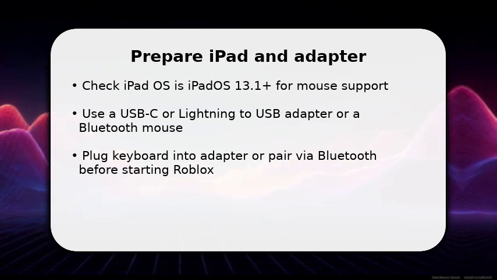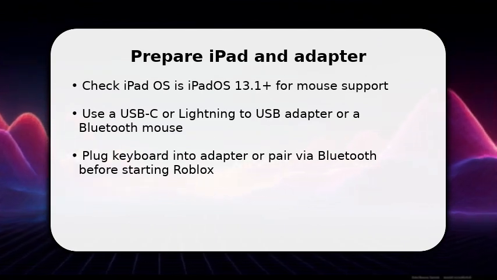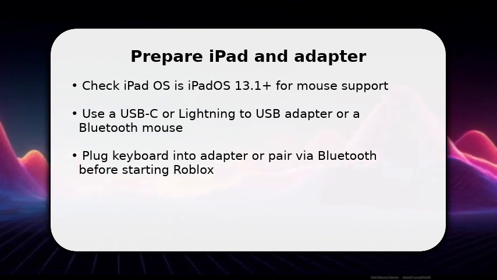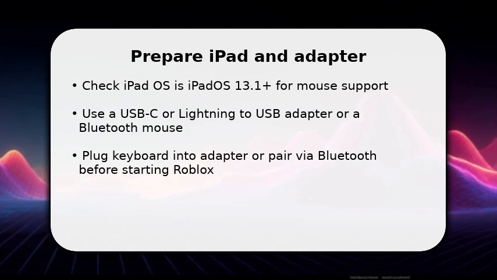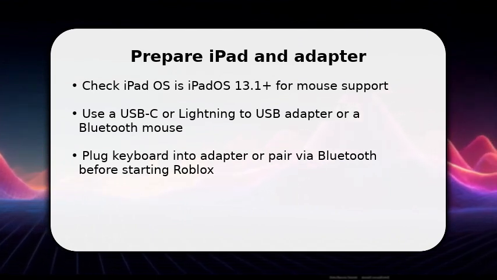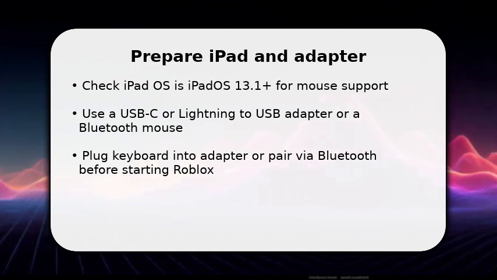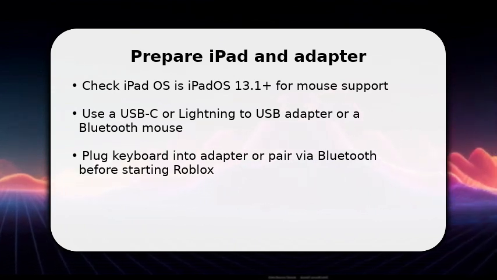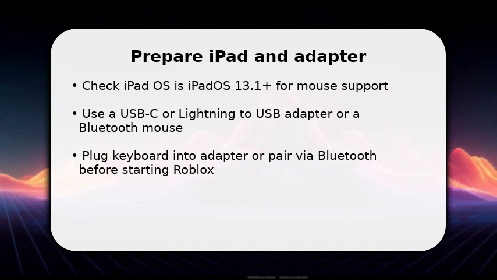Once done, connect your keyboard and mouse. Plug a USB adapter into Lightning or USB-C, or pair both devices via Bluetooth in settings. Make sure the keyboard is active and the mouse cursor moves across the home screen. This immediate connection shortens setup time, so you can jump into Roblox controls without extra troubleshooting.